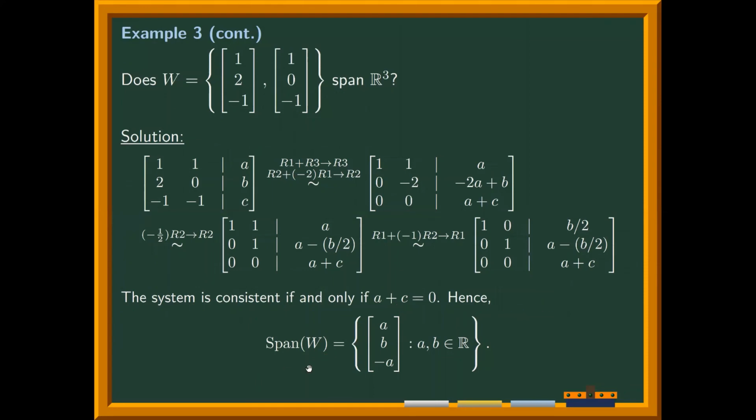So this shows that the elements of the span of this set of vectors are the triples whose third component equals the negative of the first component. That is, c equals negative a from this equation.